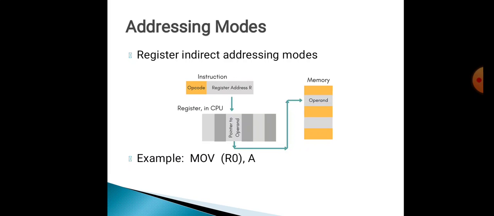Next, register indirect addressing mode. In this addressing mode, the address field of the instruction refers to the CPU register that contains the effective address of the operand. Only one reference to the memory is required to fetch the operand. Example, move R0, A. This instruction copies the content of the memory address held in register R0 into register A.